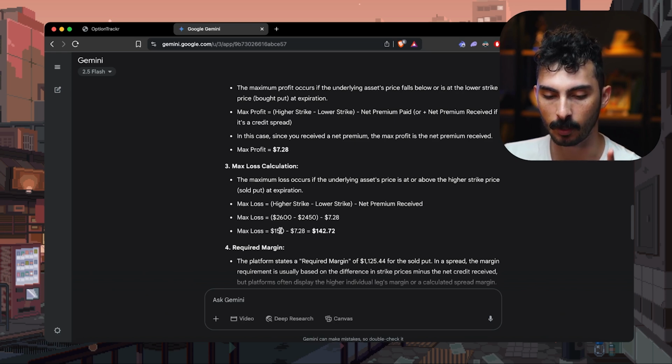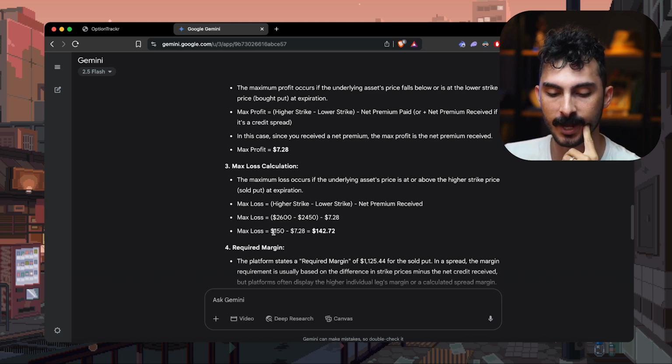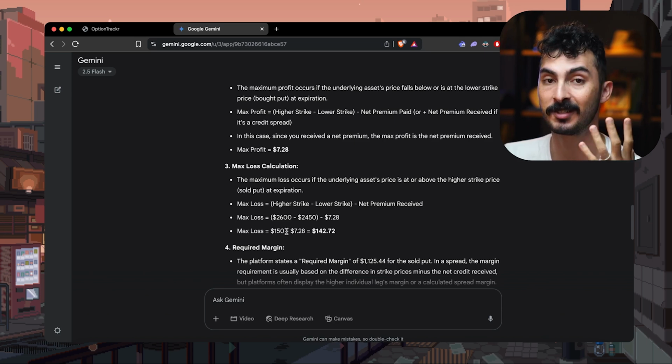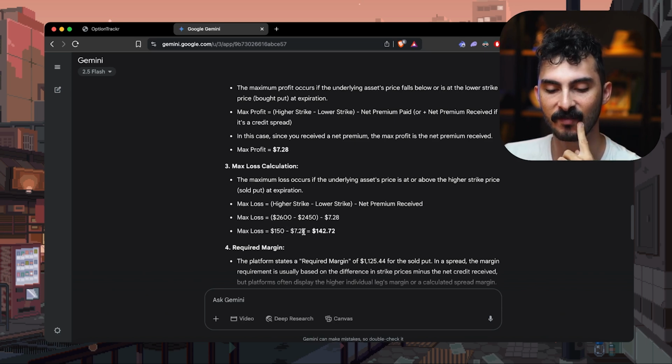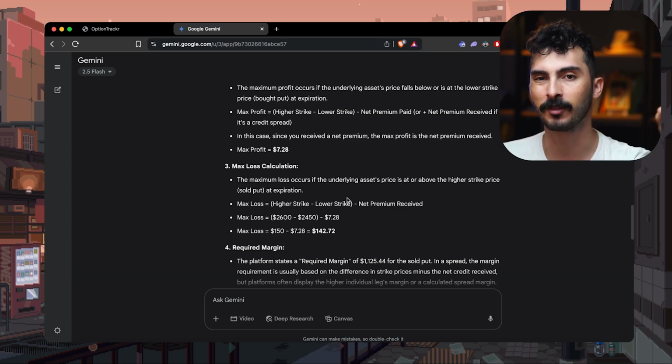But this one is actually wrong. So, okay, the max loss is wrong because we need to multiply the spread by 4, which is the amount of contracts. So we actually have to do 150 times 4, which is 600. And then we subtract 728 from 600. So it's going to be 592 something. So that is how much I can lose from the $1,000 in margin that I used, 1,100 if it was.